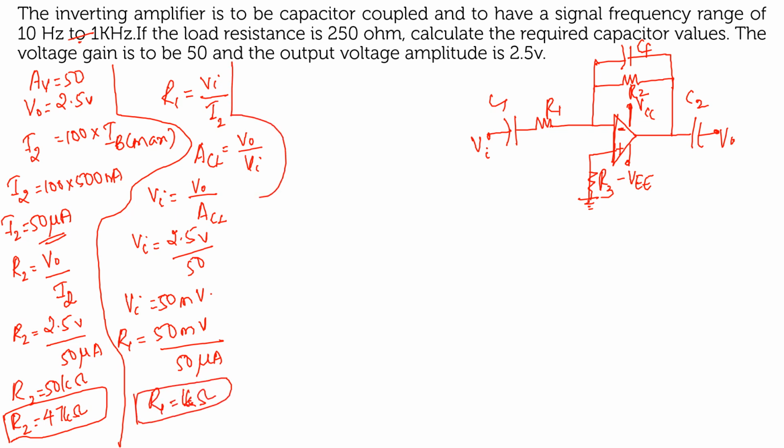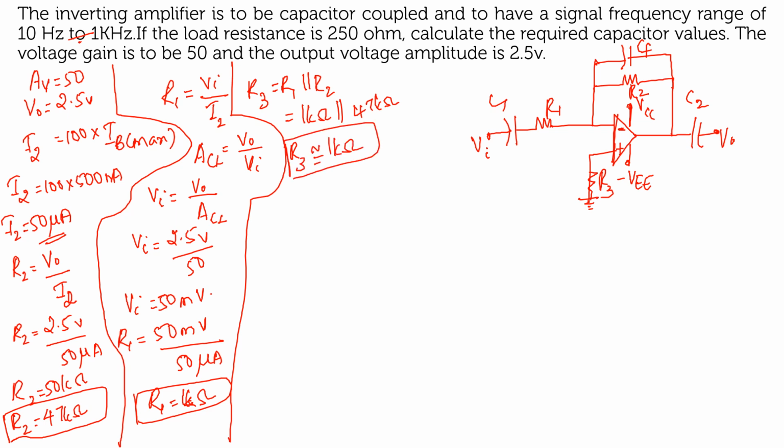Now what will be your R3? R3 will be equal to R1 parallel to R2. So 1 kilo ohm parallel to 47 kilo ohm. So it is a parallel combination. R3 will be approximately equal to 1 kilo ohm. So these are the values which we have found out. Let me write down the values. R1 is equal to 1 kilo ohm. R3 is equal to 1 kilo ohm, right? And R2 is equal to 47 kilo ohm.